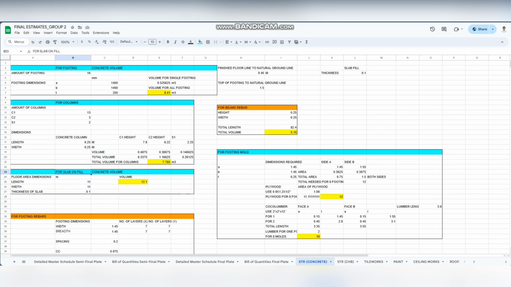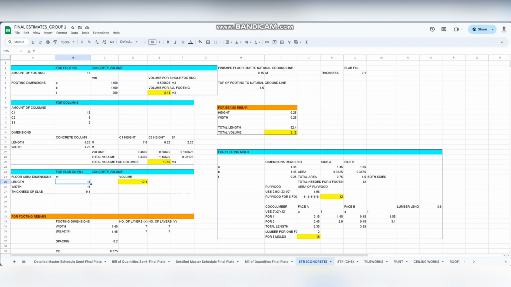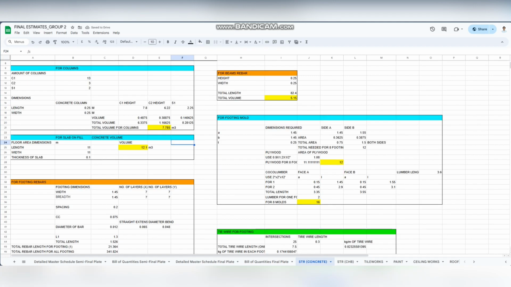Then for the slab on fill, it was basically just a square shape of the total area of the plan of the house. So just right here, 11 meters by 11 meters. Then we have a thickness of 0.1 meters. Then we multiply that. Then we get 12.1 cubic meters.